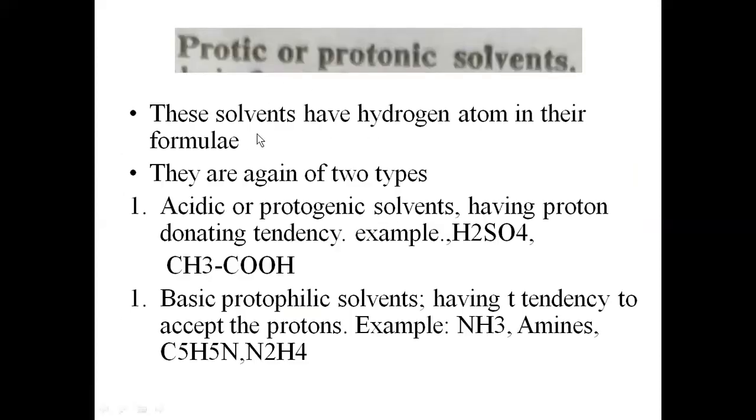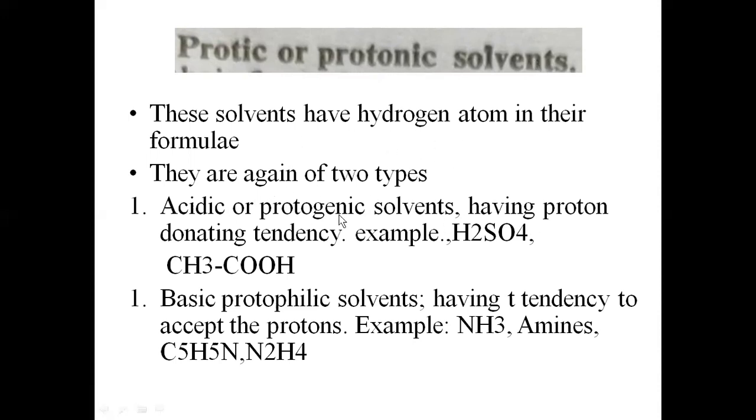Now, come here. These protonic or protic solvents have hydrogen atom or proton in their formula. You look at H2SO4, it is having H plus ion. Look at acetic acid, it is having H plus ion, isn't it? It is having proton. So the molecular formula contains the proton. These protic or protonic solvents are classified into two types.